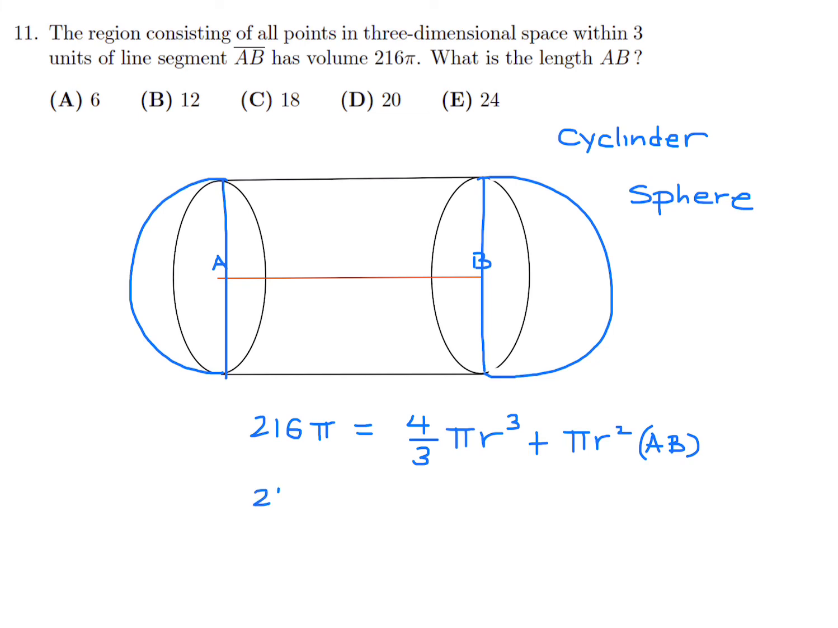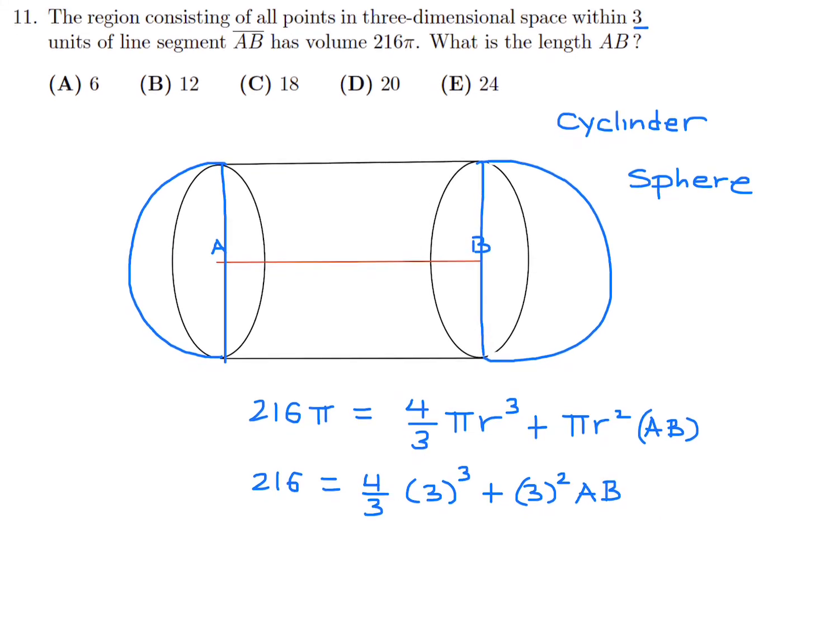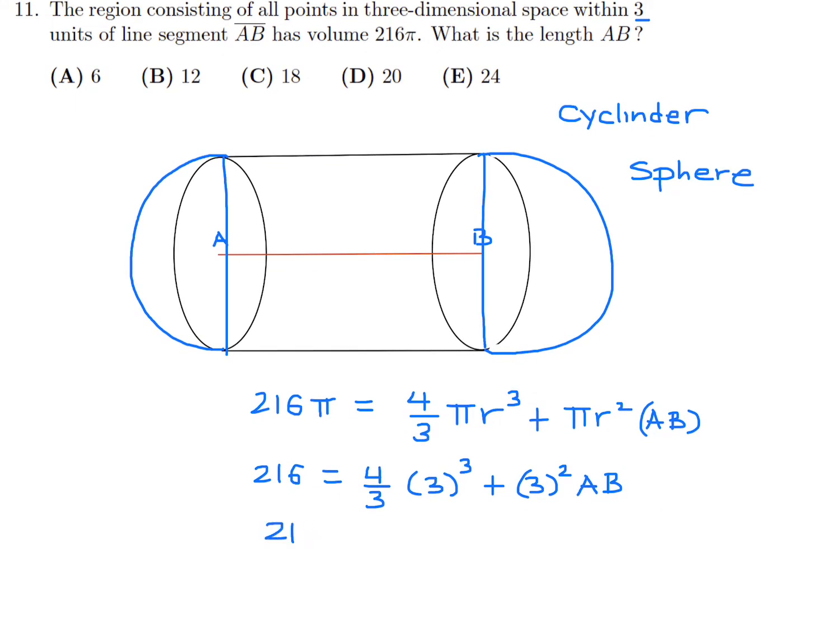Well, the pi's cancel, so that just leaves 216. 4/3, and radius is 3, right? Because it's 3 units away from that line, so this is going to be 3 cubed, and then 3 squared, and then AB. So when I solve for this, 216 equals 9 times 4, 36, plus 9 AB. So 216 minus 36 is 180, is equal to 9 AB, and therefore AB is 180 divided by 9, which is 20. So number 11, the answer is D.